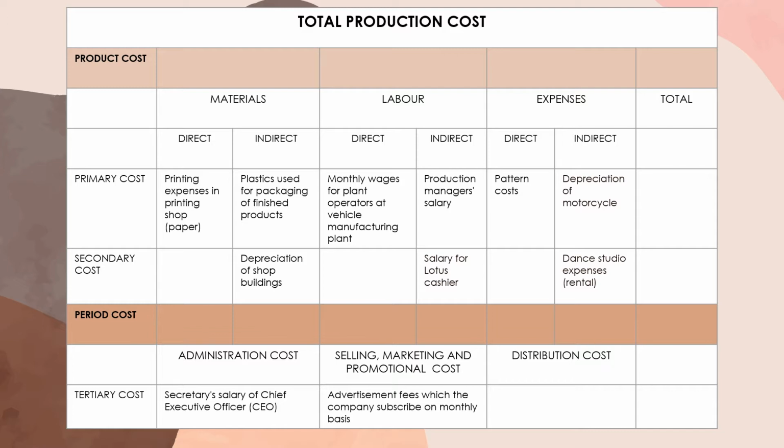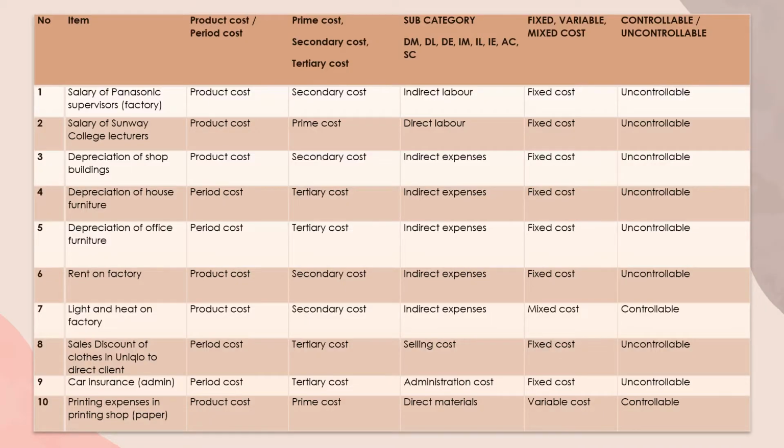Next, primary cost for direct expenses, patent cost. Indirect expenses, depreciation of motorcycle. And for the secondary cost, dance studio expenses for the rental. Next, for the period cost, the administration cost, the tertiary cost, secretary's salary of chief executive officer. Selling, marketing and promotional costs, advertisement fees which the company subscribes to on a monthly basis. Next, 50 items for product costs and period costs.